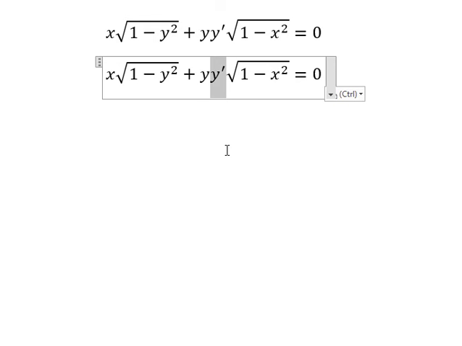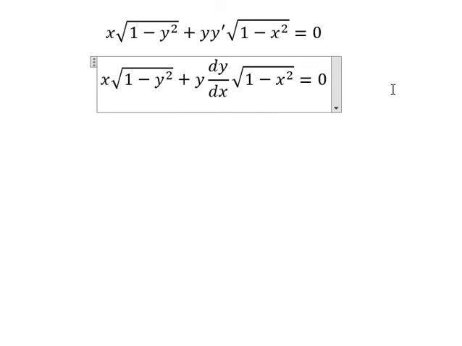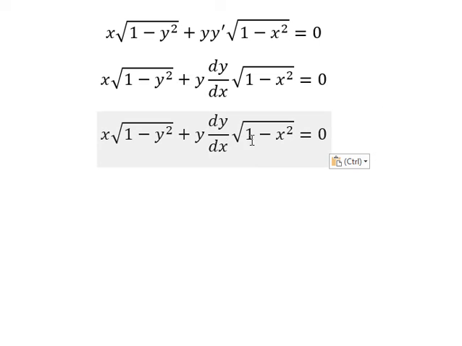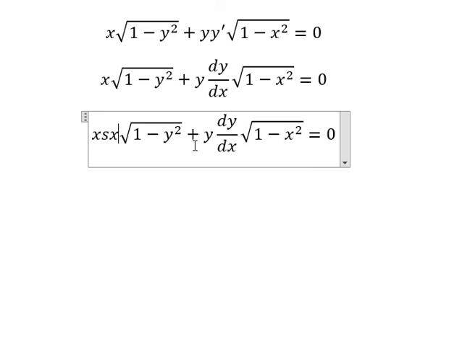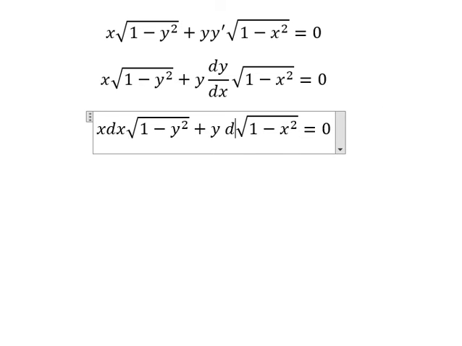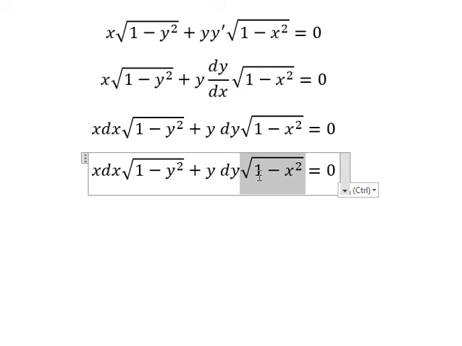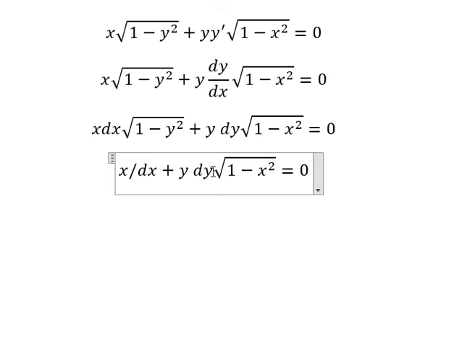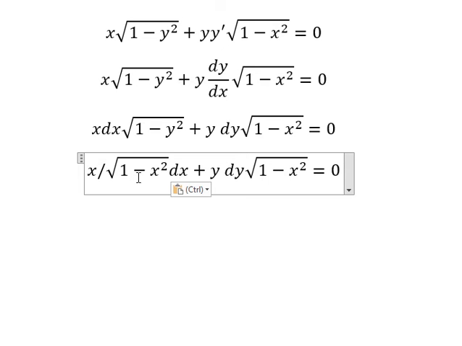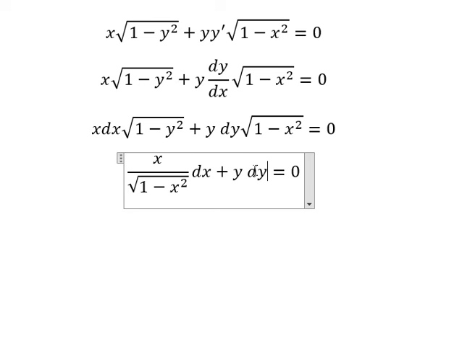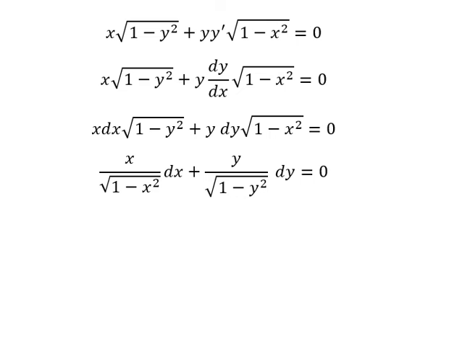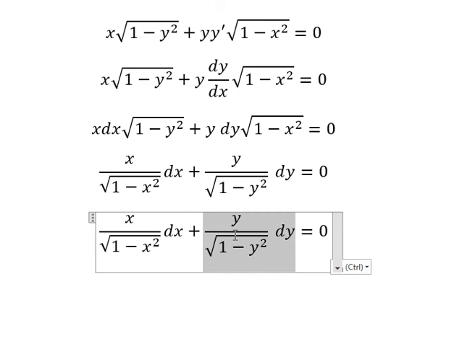This one I will change by dy over dx. Next we multiply both sides by dx. Next, we divide both sides by the square root of 1 minus x squared and the square root of 1 minus y squared. So we have like this. Next, I will put this one go to the right.